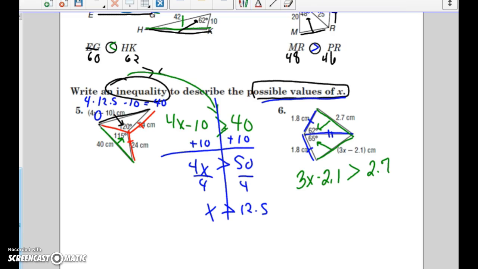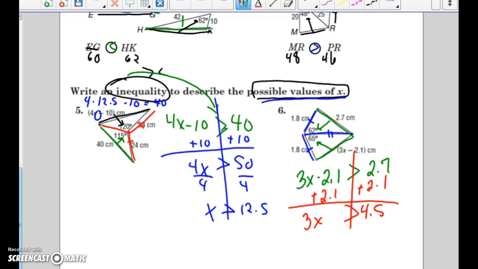Now what? Add 2.1 to both sides. So now I have 3x is greater than 4.8. Now what? Divide by 3 and you get x is greater than 1.6. X has to be greater than 1.6. If it's 1.6, it's going to equal 2.7. But I want it to be bigger than whatever that number is. Are we okay?